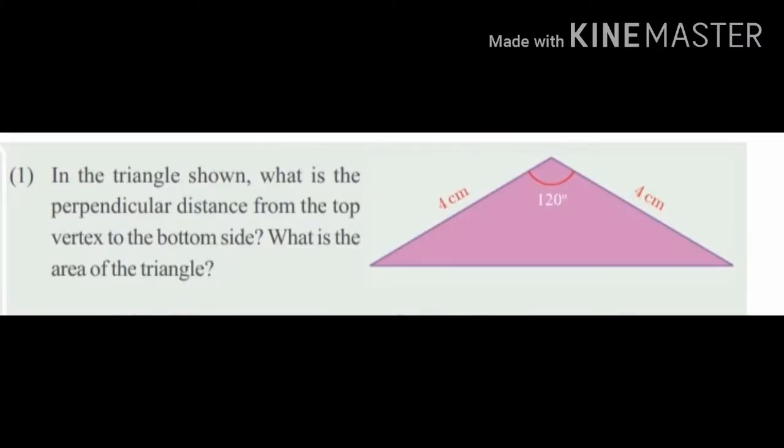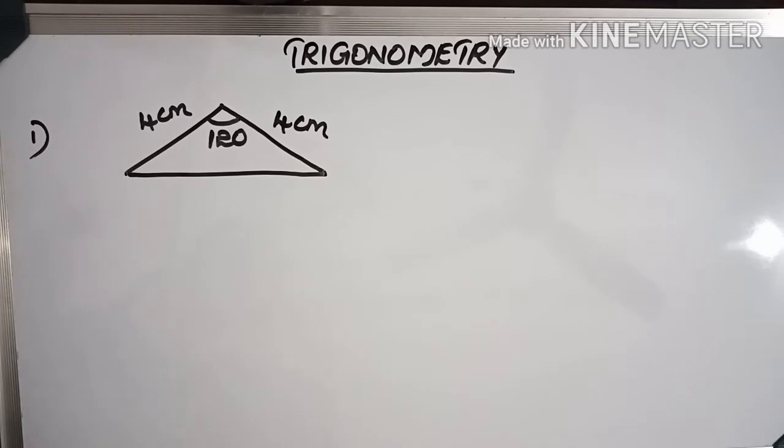In the triangle shown, what is the perpendicular distance from the top vertex to the bottom side? What is the area of the triangle? One triangle is given. This is a figure given in the question. Two sides are 4 centimeters and one angle is 120 degrees. This is an isosceles triangle. Here we have to find the area of this triangle.